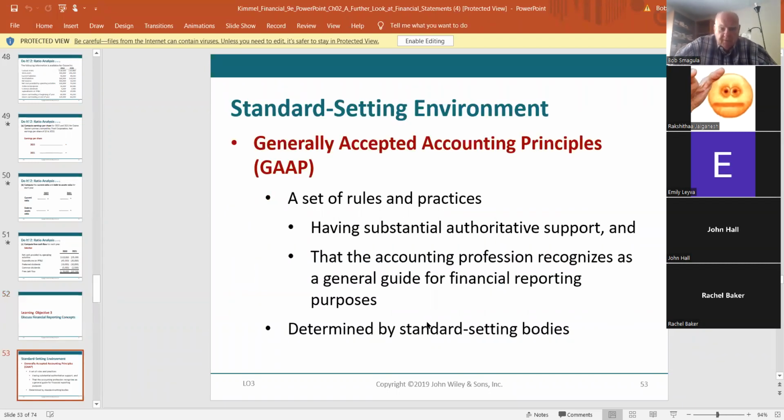Standard setting environment. Here we go. We're back to GAAP, generally accepted accounting principles. A set of rules and practices having substantial authoritative support, and that the accounting profession recognizes as the general guide for financial reporting. And it's determined by different standard setting bodies.